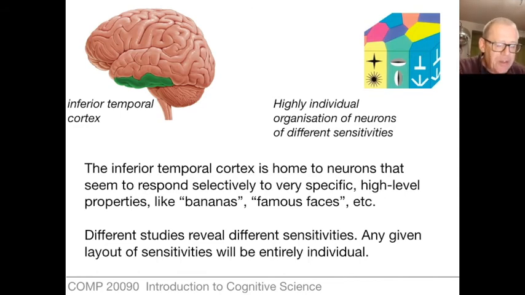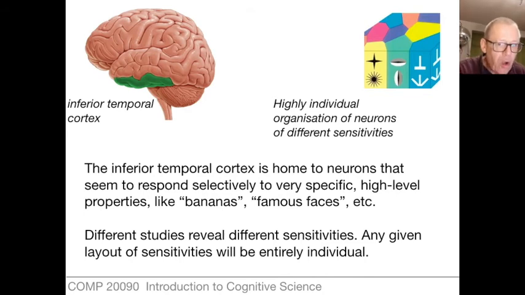There's no way to map the space of meaning. So neuroscientists going in here and looking at the sensitivity of individual neurons are always tapping about in the dark a little bit. Well, what they always find is that there's organization based on meaning.